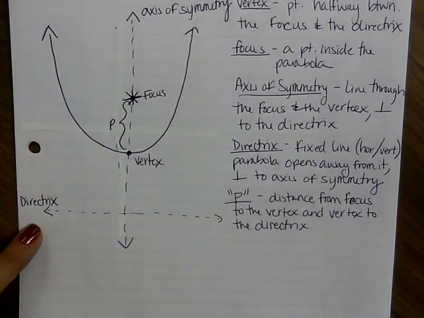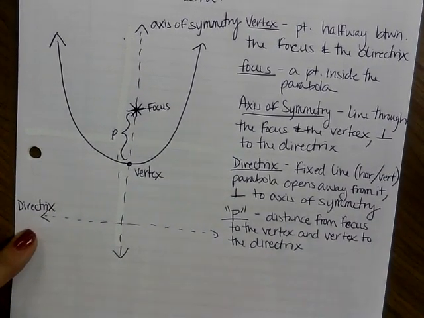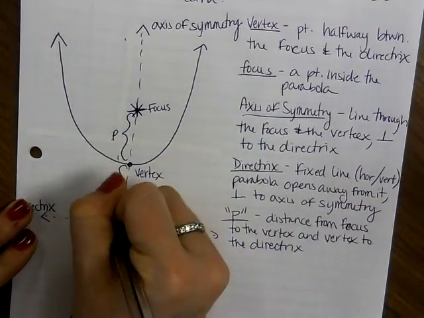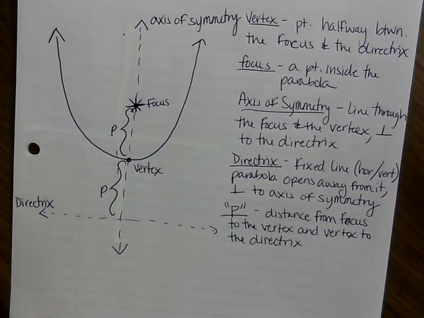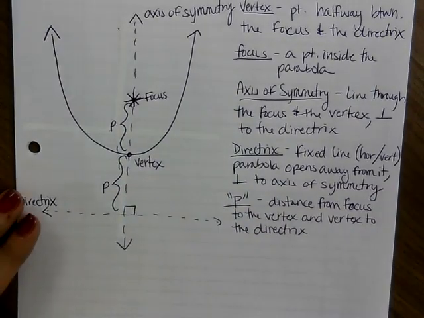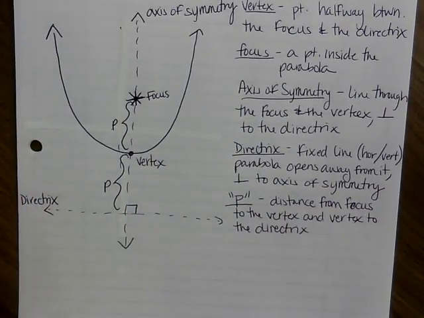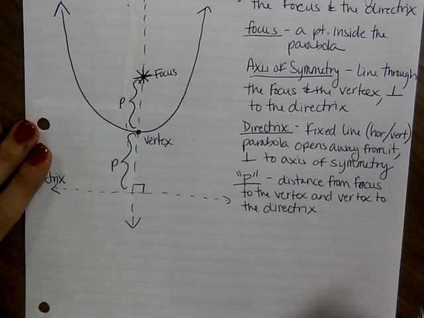So in this case, our directrix would be a y equals equation because it's a horizontal line there. This also is a distance of P. The directrix and the axis of symmetry have to be perpendicular to one another. That's why one's vertical and one's horizontal. Okay. So far, so good? We have more terms.